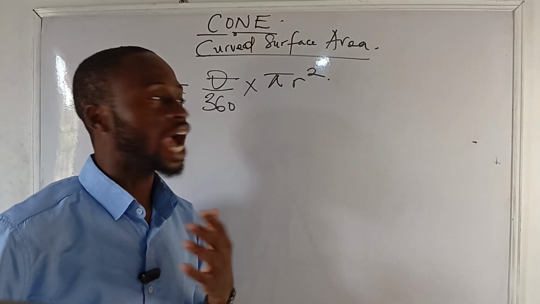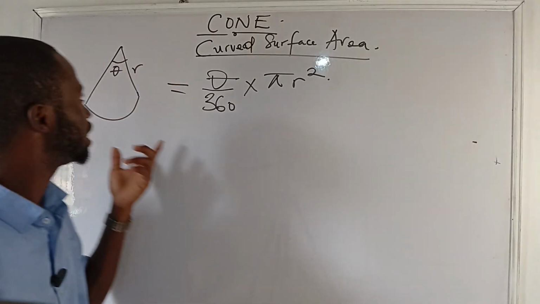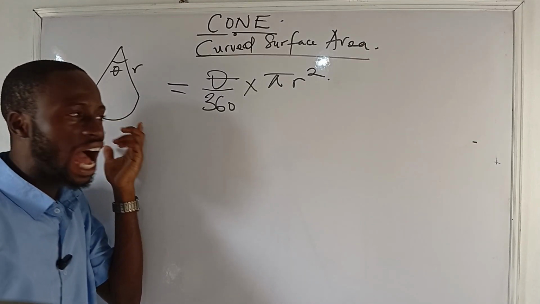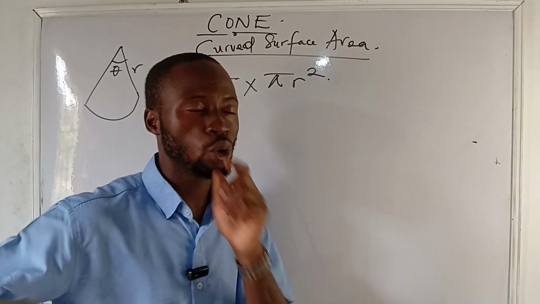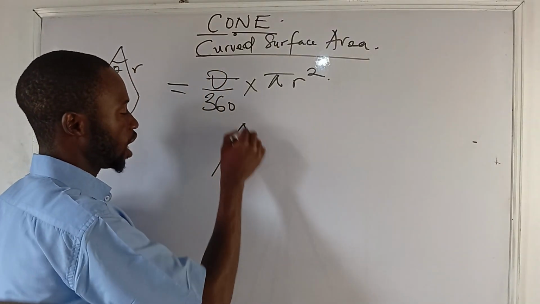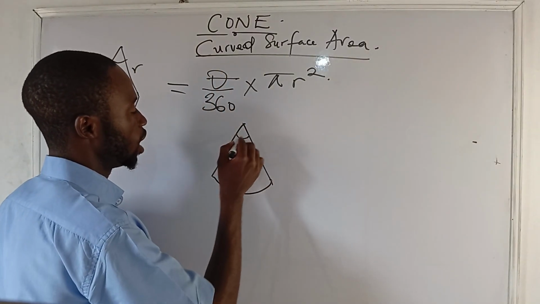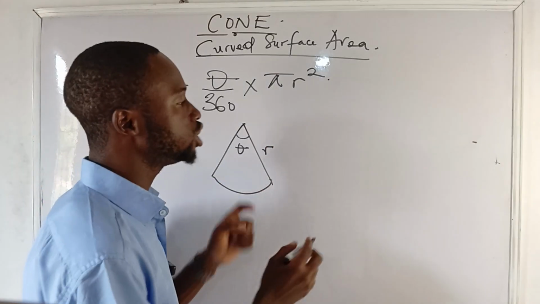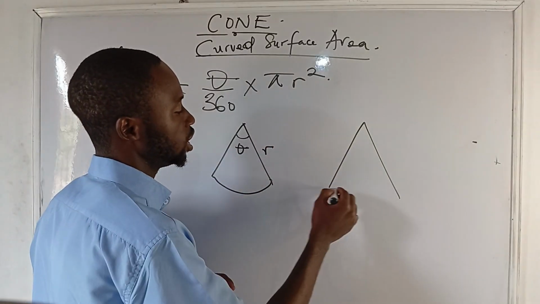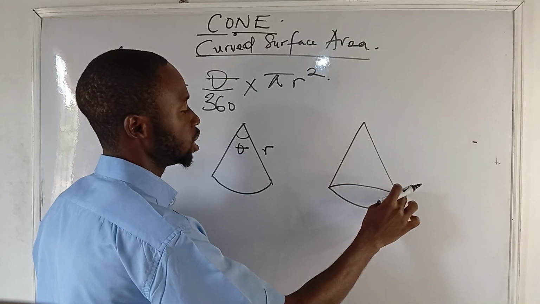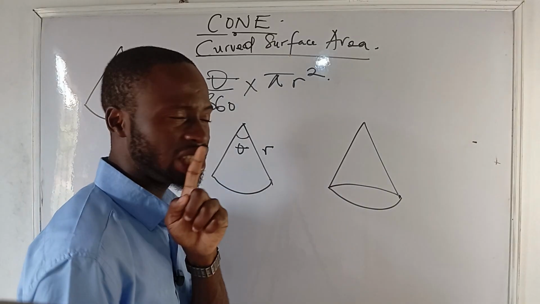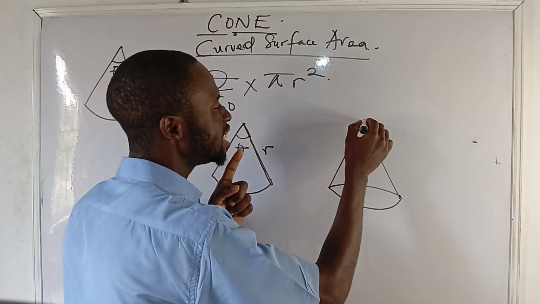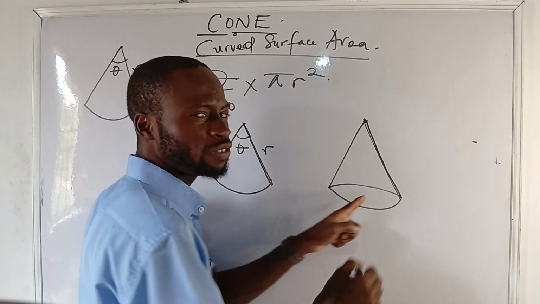But before I go into that, if I consider this sector shape that I have here, and I fold it into a cone, I have angle theta, and here is my radius. If I fold this to form a cone, you remember that it's going to give me something like this. Then automatically, this side of the sector is the same as this side of the cone.